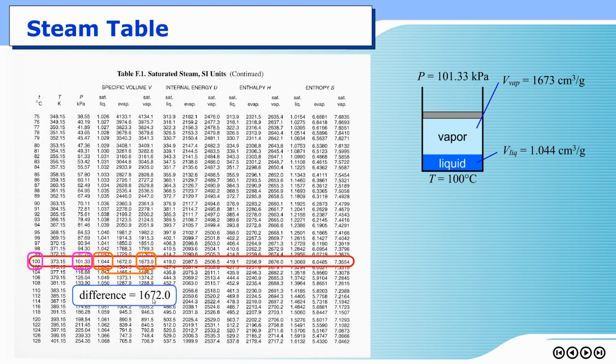It means that for 1 gram of liquid water, if total evaporation takes place, the volume would expand by this much. If you look closely, this number is the same number as this number, and this number is listed underneath the column labeled evaporation. So this evap stands for evaporation. Anything in the evaporation column means that it is the difference between vapor and liquid.